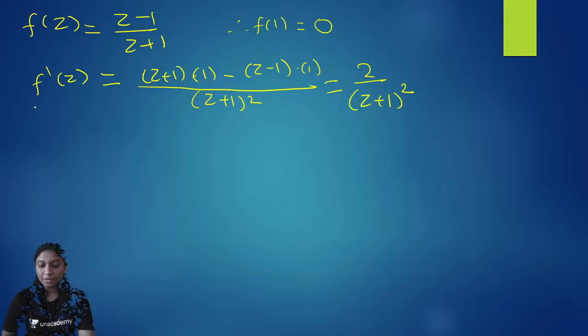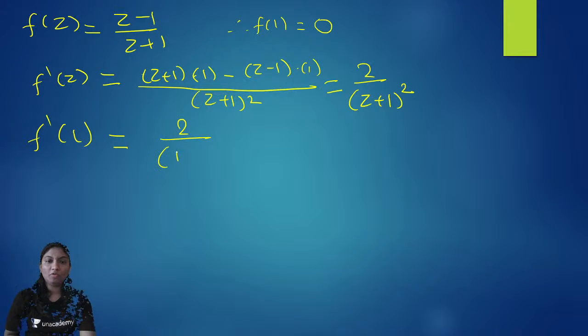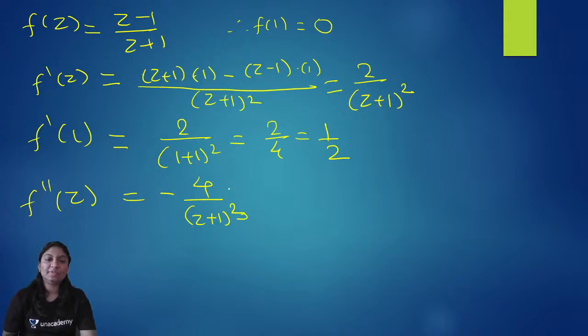Now we will get f dash of 1. Sorry, f dash of 1: put z equal to 1, so 2 upon 1 plus 1 bracket square, that is 2 upon 4, which is 1 by 2. Then f double dash of z: differentiating 2 upon z plus 1 bracket square, we get minus 4 upon z plus 1 bracket cube. So f double dash of z is equal to this.